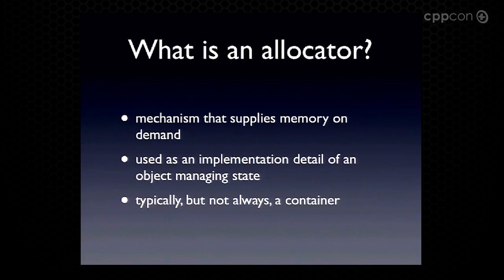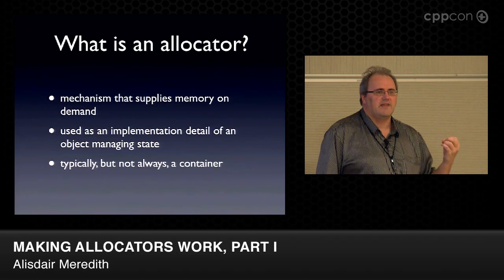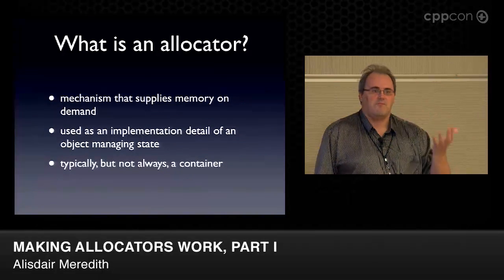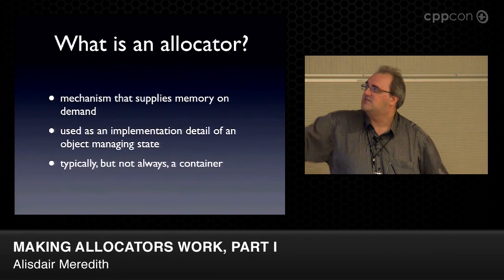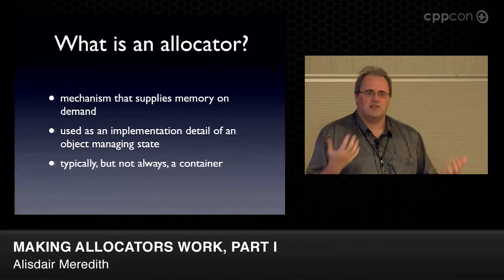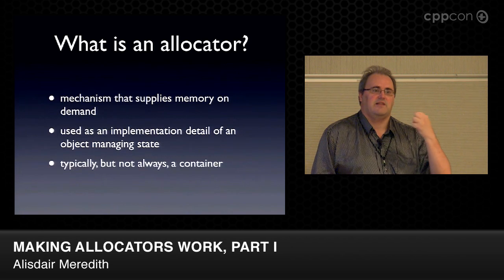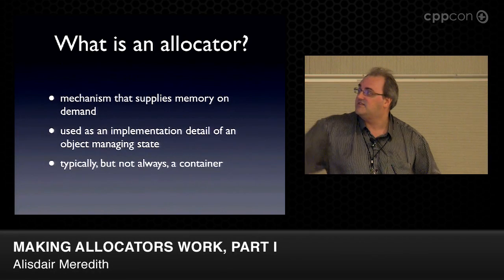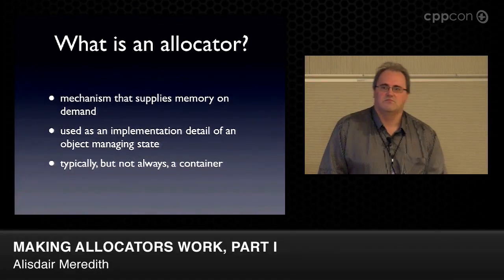So we'll start with a basic question to orient ourselves. What is an allocator? The definition I'm going to go with is that an allocator is a mechanism that's going to supply memory on demand. The typical use case for an allocator is as an implementation detail for any kind of object that needs to allocate and manage some kind of dynamic storage and state. And typically those tend to be containers. Not always, but even though we'll typically view something that uses or acts like a container as if it were a container, something managing memory is going to want some way to control that.